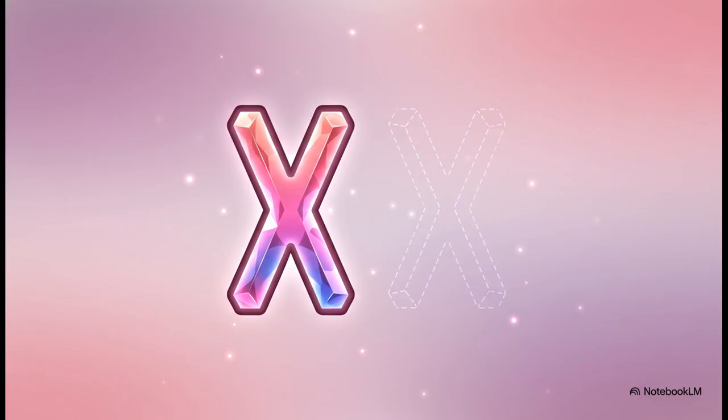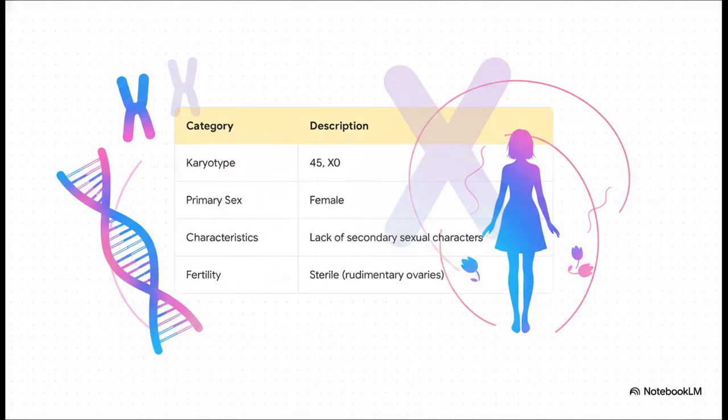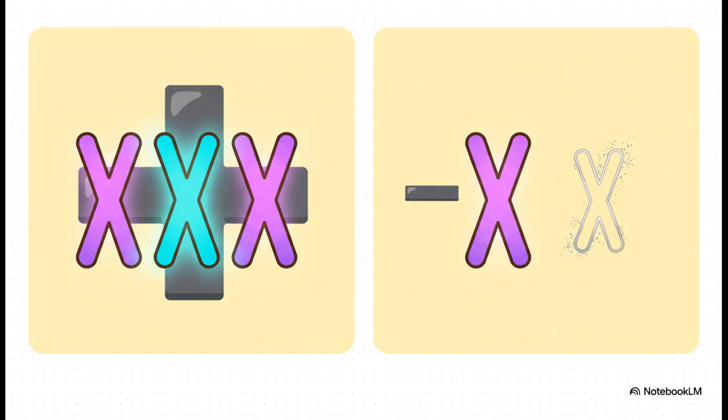Okay, now for the flip side of the coin, Turner syndrome. This is a classic example of monosomy. So we're not talking about gaining a chromosome here, we're talking about the absence of one of the X chromosomes in a female. The karyotype for this is 45X0. That means there are only 45 chromosomes total. And that absence, it has some really significant effects. These individuals are female, but because their ovaries are rudimentary, they are sterile, and they also lack other secondary sexual characteristics.